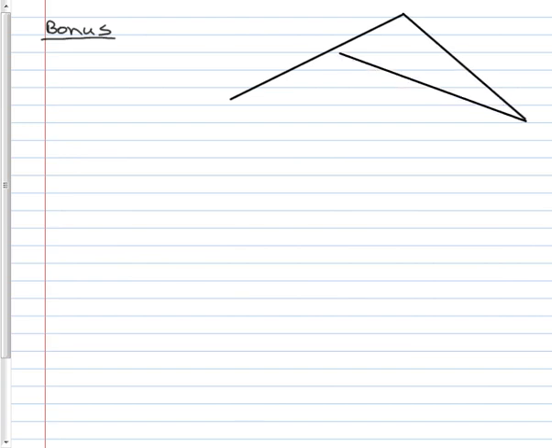Bonus. Might need a full page for this bonus. Let's see if we can figure out what this bonus is. You can use the diagram there to make some notes. Looks like they have given us 3 triangles. I'm going to draw that picture, a reasonable facsimile of that picture.